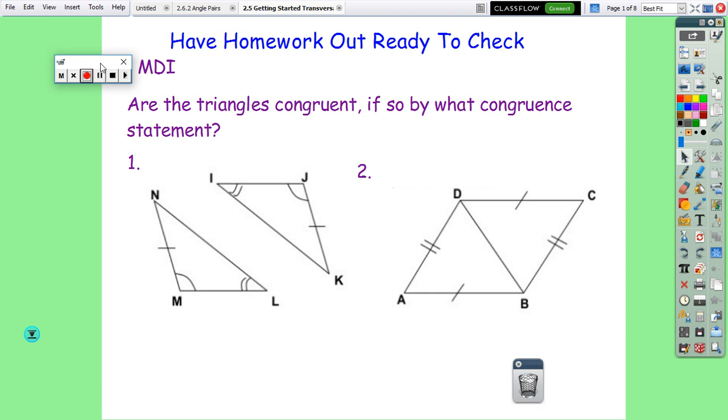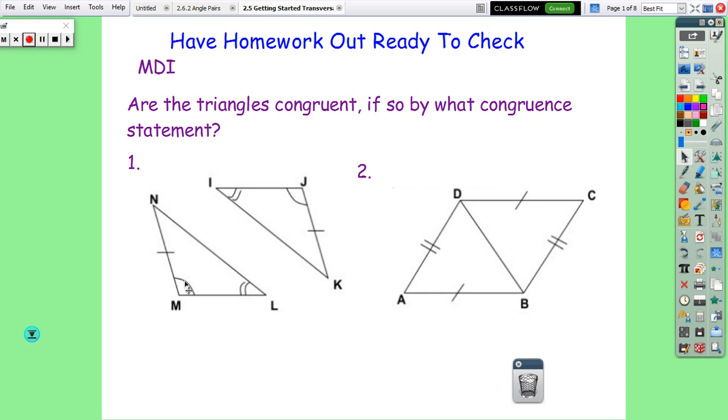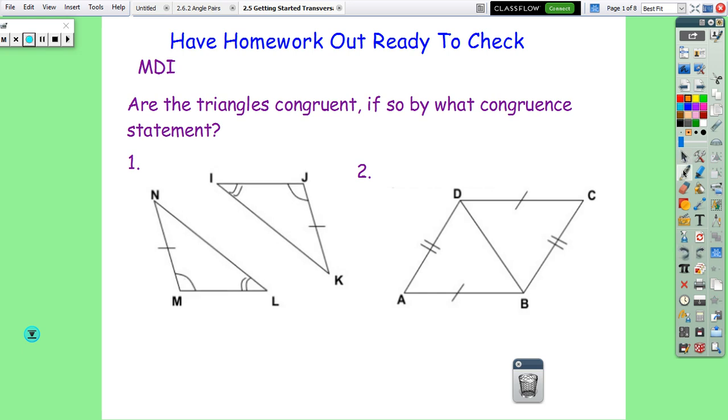Okay, so this NDI is basically an extension from what we were doing in class yesterday. So are the triangles congruent, and if so, by what statement? So if we look at what we have, an angle here, and we have an angle here congruent to a corresponding angle here. We have a side and a corresponding side here, and then we have another angle and another angle here. Now, because the sides are not in between the two angles, we can say that this is congruent by angle, angle, side.